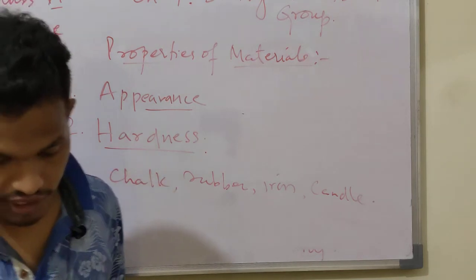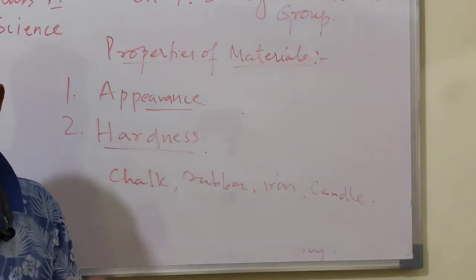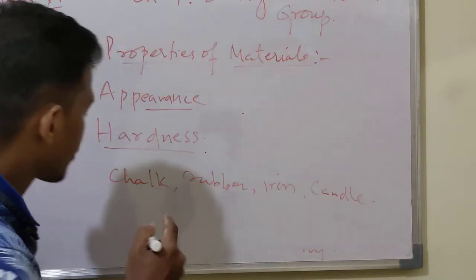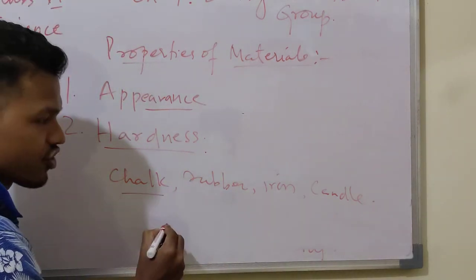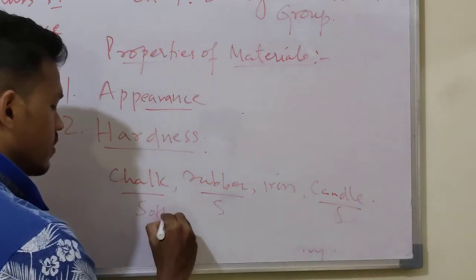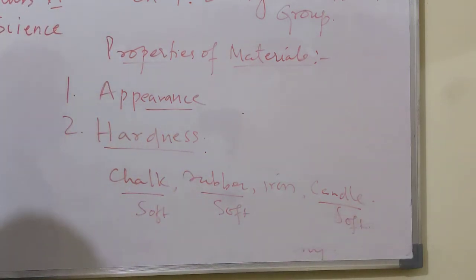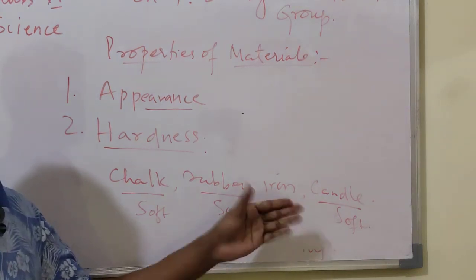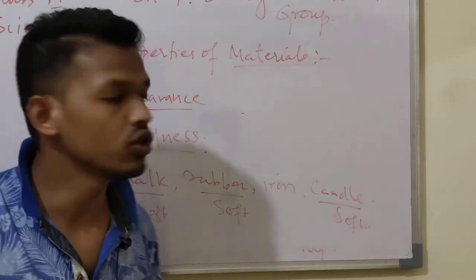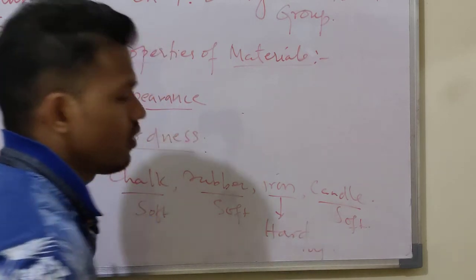So likewise, materials which can be compressed or scratched easily are called soft. Chalk piece can be scratched, rubber can be scratched, candle. These are soft. Like iron, the materials which cannot be compressed are called hard. Those materials are called hard.